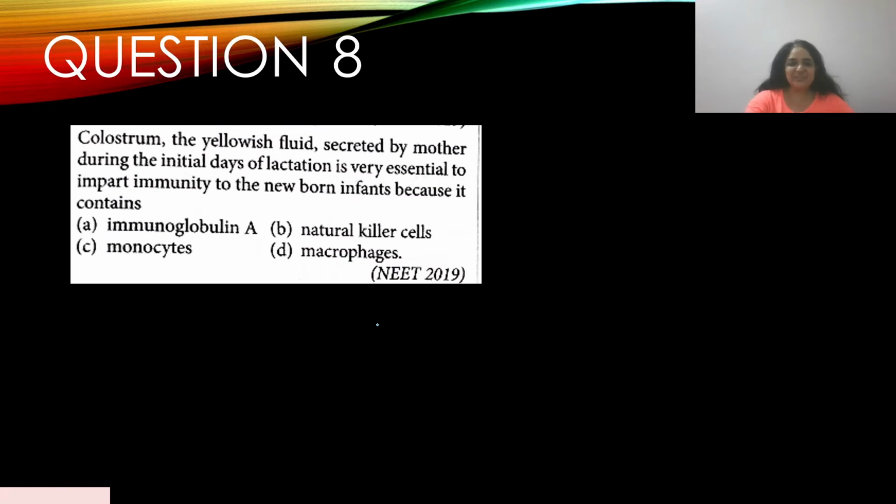Okay, so question number 8. Colostrum, the yellowish fluid secreted by mother during the initial days of lactation, is very essential to impart immunity to the newborn infants because it contains, okay, you have A, B, C, and D. We just discussed this, right? This is NEET 2019, again another recent question.